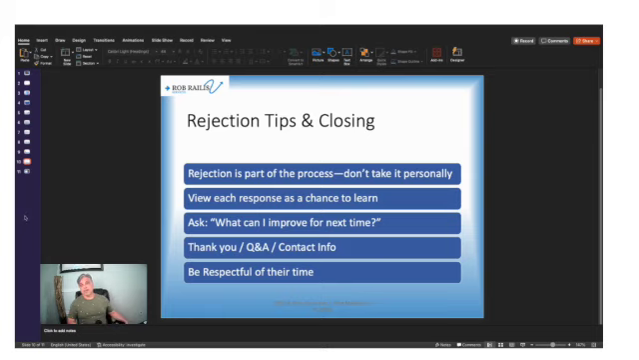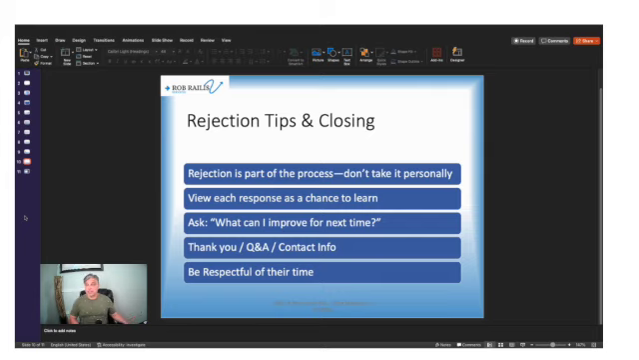Rejection tips and closing. Anybody who has done this for any length of time knows that rejection is part of the process. Don't take it personally. You just can't, because it will eat you alive. They're going to hang up on you. They're going to say no. They're going to come into your funnel, out of your funnel. It's just a way of life.